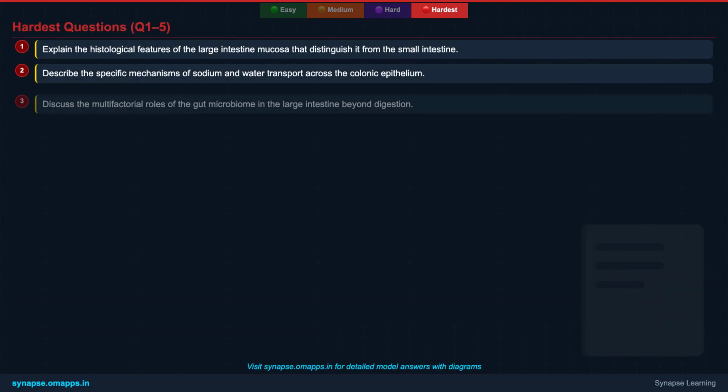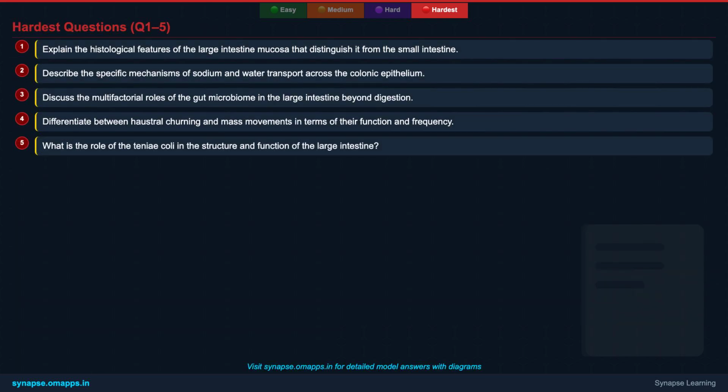Now for the ultimate challenge. Tackle these first 5 questions designed to test your comprehensive knowledge. Explain the histological features of the large intestine mucosa that distinguish it from the small intestine. Describe the specific mechanisms of sodium and water transport across the colonic epithelium.